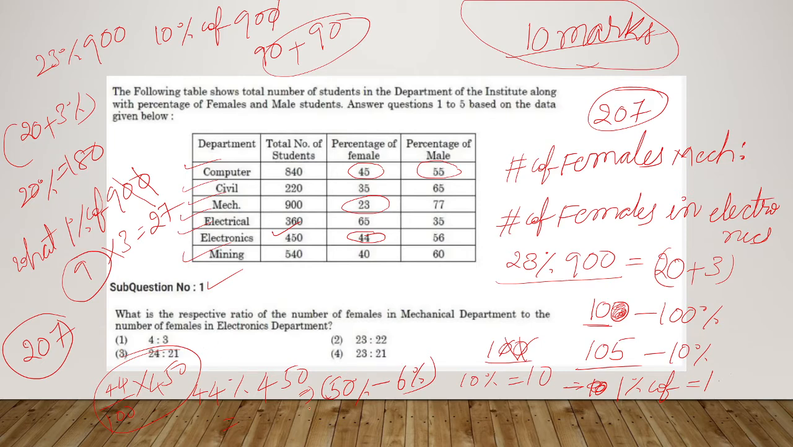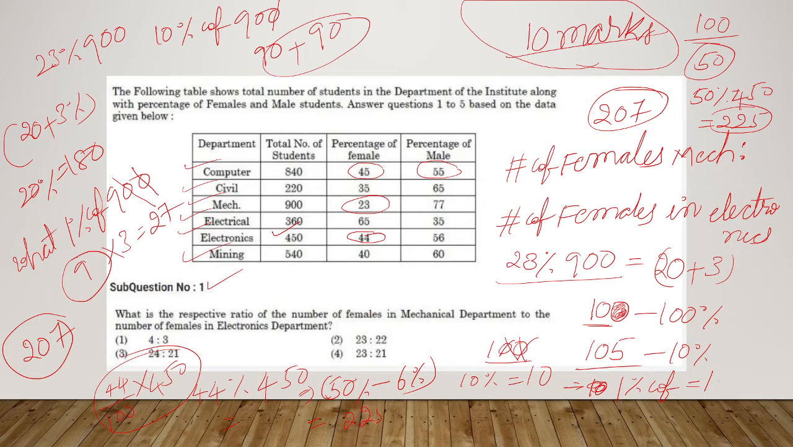What is the 50% of 450? Easily we can do 50%. 50% means half of the amount, right? Suppose 100 is there. What is the 50% of 100? 50. That means half of that amount is 50%. What is the 50% of 450? That means half of it. 450 divided by 2. That means 225.